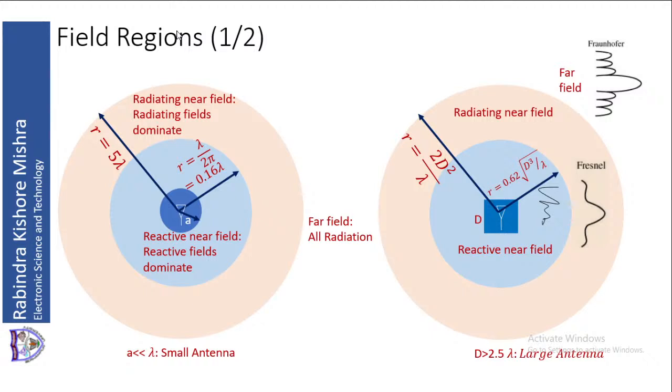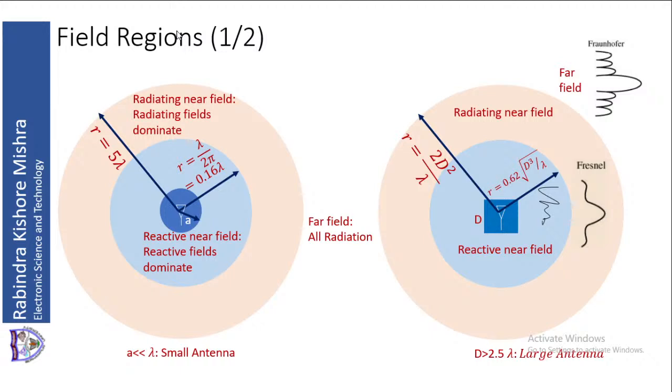In the reactive near field, the distribution is erratic. It does not follow a particular pattern. But as you come to the radiating near field, it starts forming a particular pattern, though again there is some erraticness there. This is called the Fresnel zone. The radiating near field is also called the Fresnel zone.